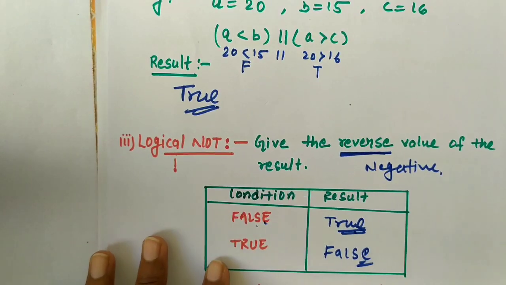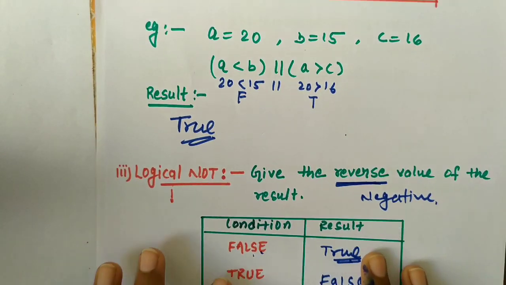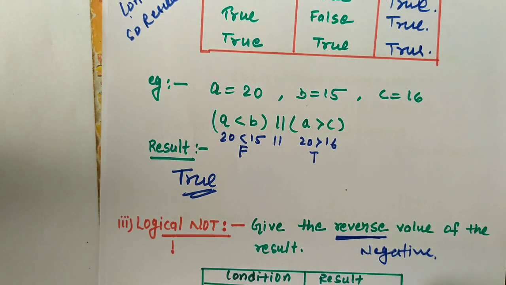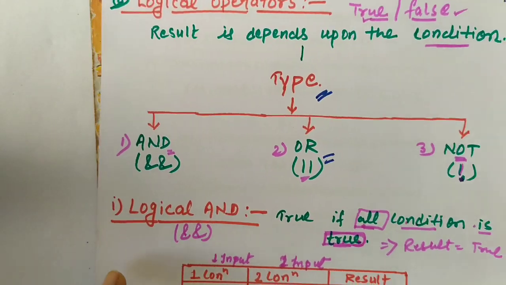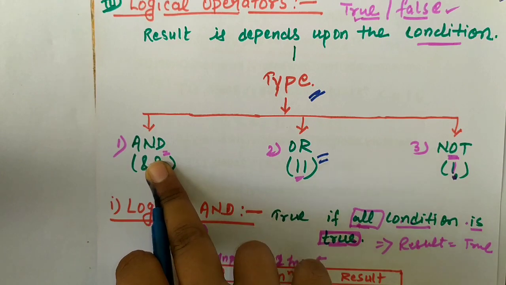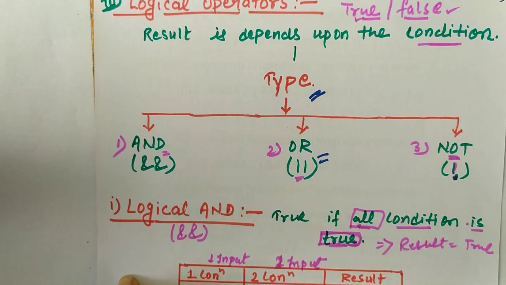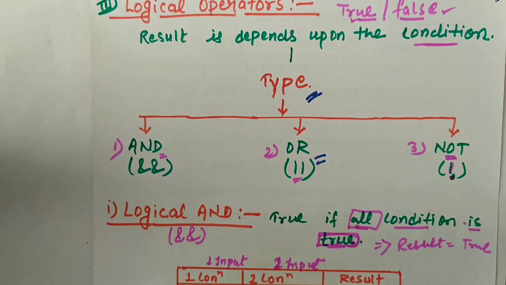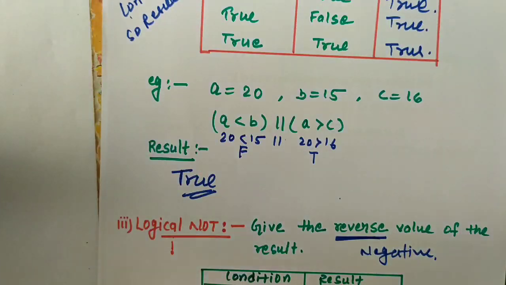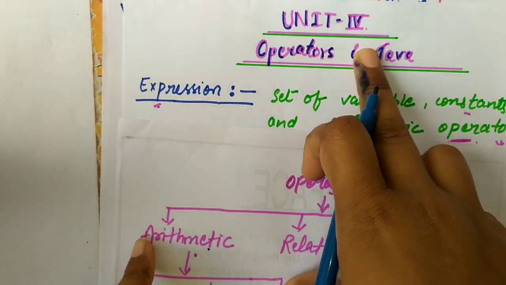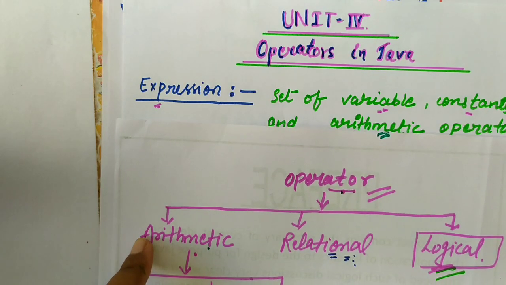This is the last of the logical NOT operator and the different types of logical operators. In this video I discussed the AND operator, NOT operator, and OR operator. This is the last part of the unit 4 chapter. In the previous videos I discussed all the types of operators, and this is the unit 4 video on operators in Java. This is the last part.